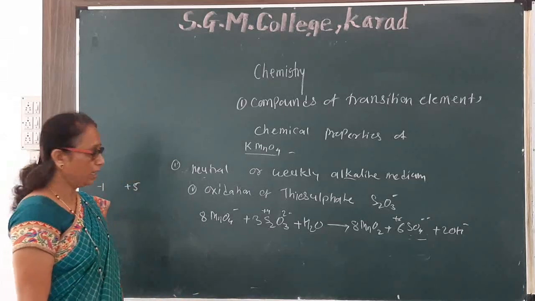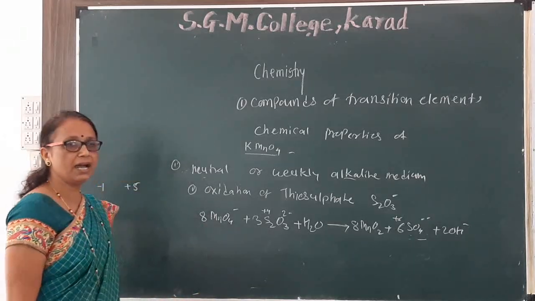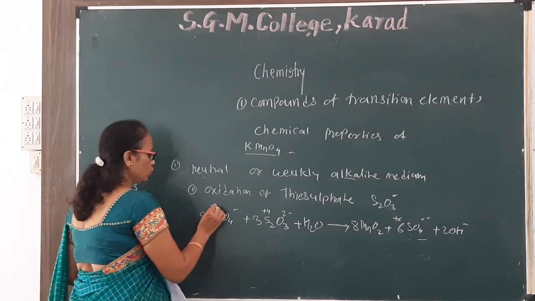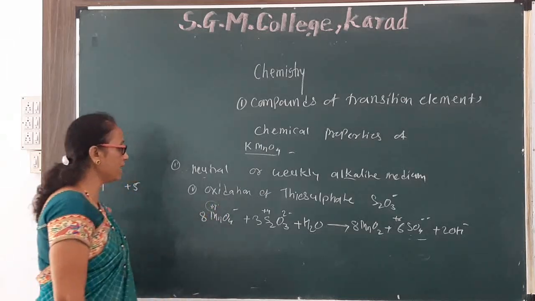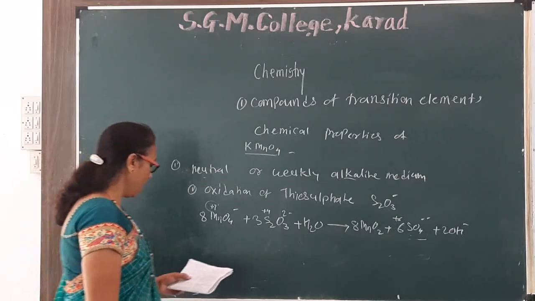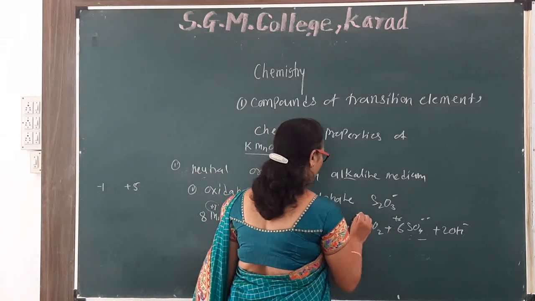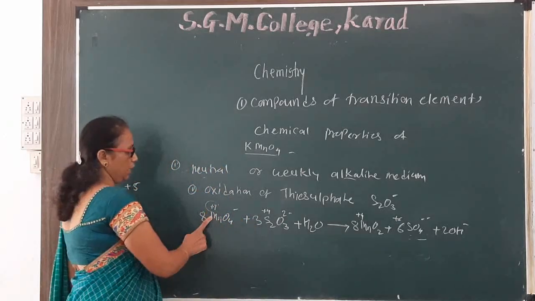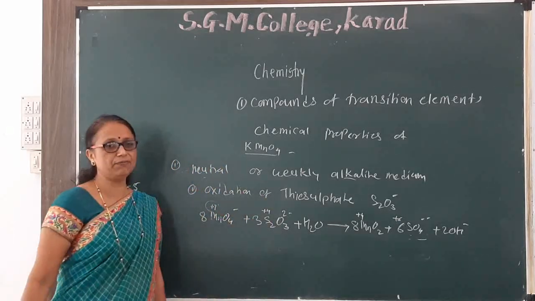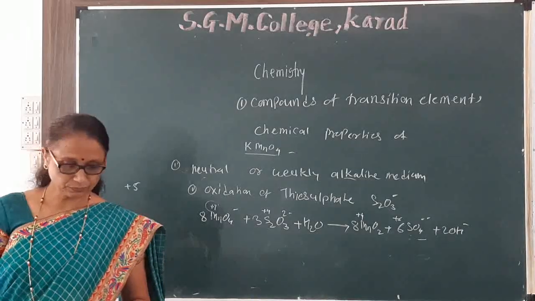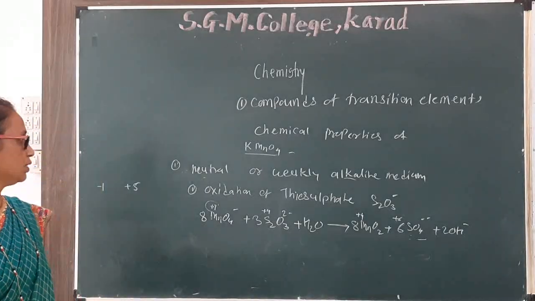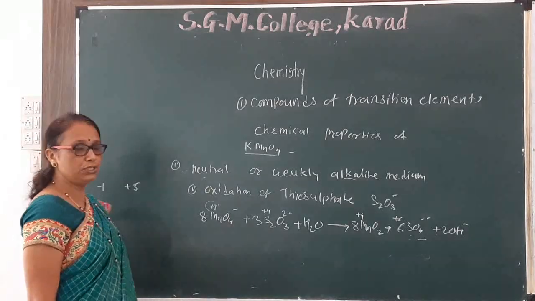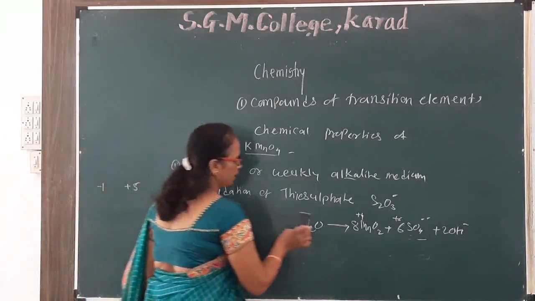The permanganate ion oxidizes the sulfur from +4 to +6, and that permanganate ion acts as an oxidizing agent. Here the oxidation state in MnO4 minus is +7, and in MnO2 it is +4, means it gets reduced but oxidizes the sulfur to sulfate ions. This is the oxidation of the thiosulfate ions by using the permanganate ion.